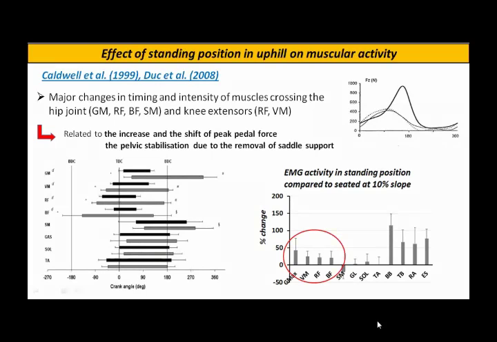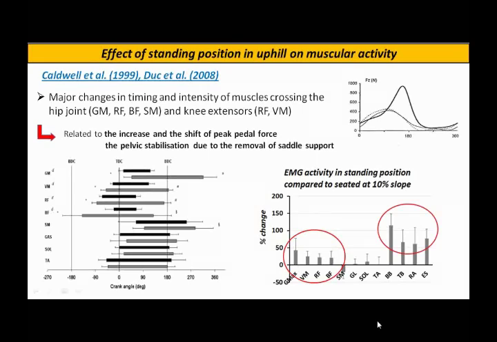During standing, in contrast, there is a very important modification of the timing of EMG activity, notably of the muscles crossing the hip and the knee. It is also interesting to note that during standing position, the muscle activity of the upper limb and trunk is greatly increased. This change can be related to the shift in the increase of pedal force production during the downswing and also to the suppression of the saddle support.